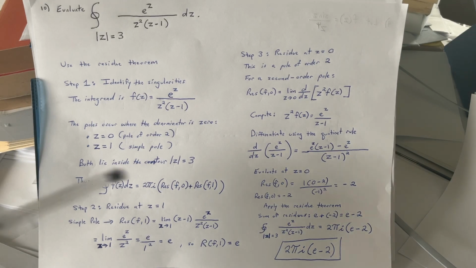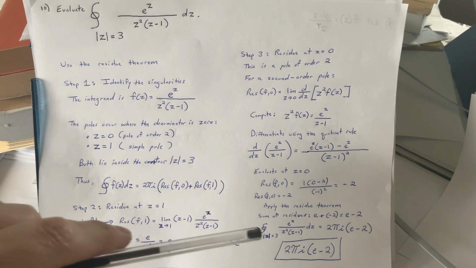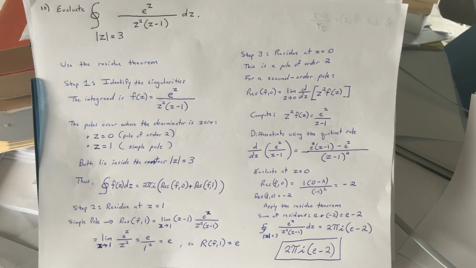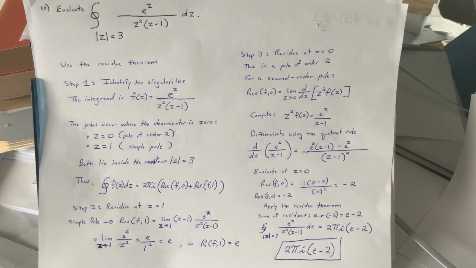And then at the very end, applying the residue theorem, we take the sum of the residues. We had an e here, and plus a negative 2. Then we take that and multiply it by 2 pi i. And we wind up with 2 pi i times the quantity e minus 2. That is the evaluation of that integral, and that takes care of that one.